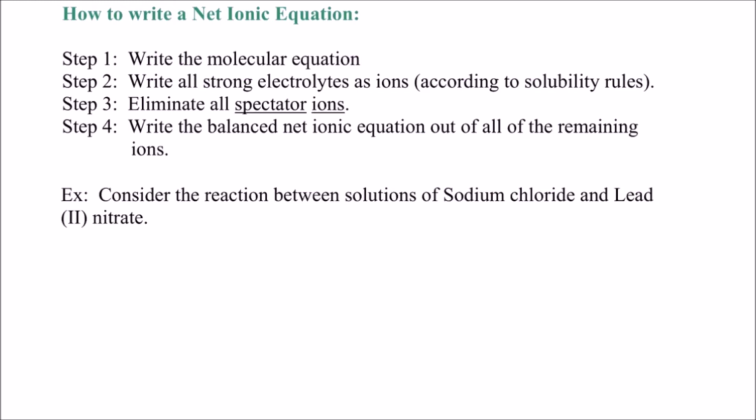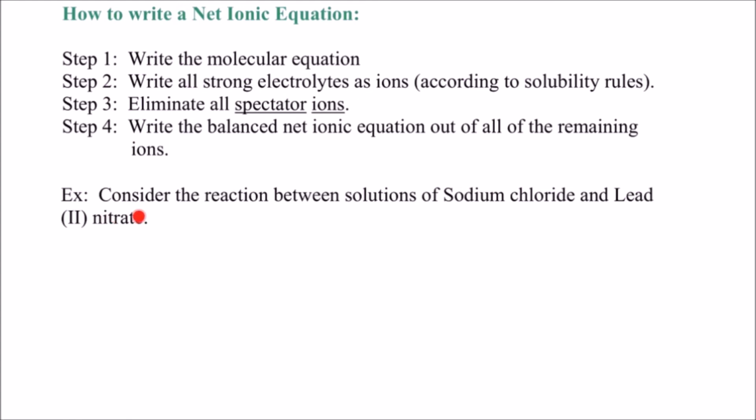The next thing you're going to do is write all of the strong electrolytes as ions, meaning you're going to separate them into their aqueous ions for the whole reaction. And you're going to use your solubility rules to do that. Then you're going to eliminate all of the spectator ions, and then you'll write a balanced net ionic equation with the remaining ions. The best way to do this is to just dive in and do some practice, okay?